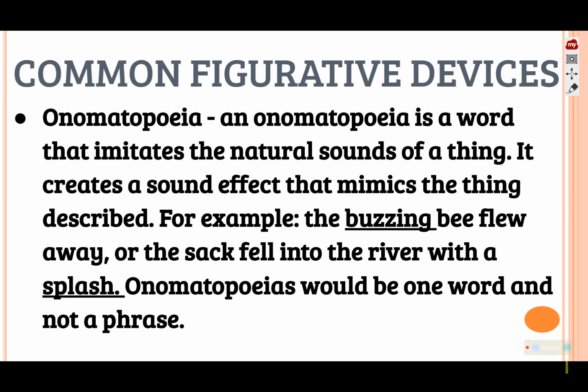Onomatopoeia. An onomatopoeia is a word that imitates the natural sound of things. So the word sounds like the meaning of the word. It creates a sound effect that mimics or imitates the thing described. For example, the buzzing bee flew away, or the sack fell into the river with a splash.